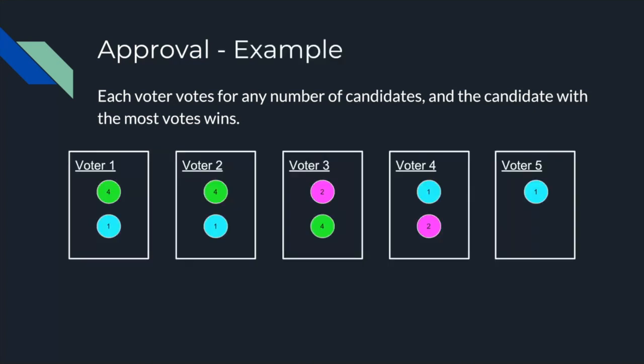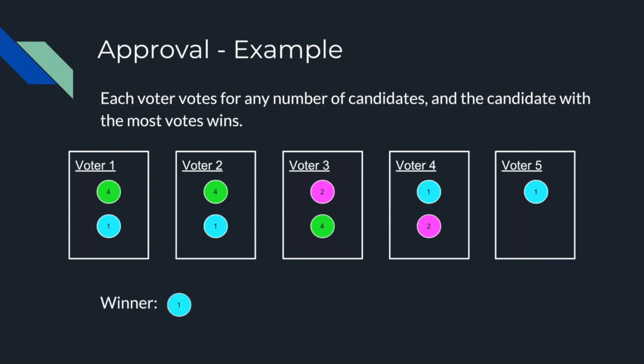As an example, here are 5 voters and their votes. Each voter can choose any number of candidates. We see that 1 has 4 votes, 4 has 3 votes, and 2 has 2 votes. Thus, the candidate 1 wins.